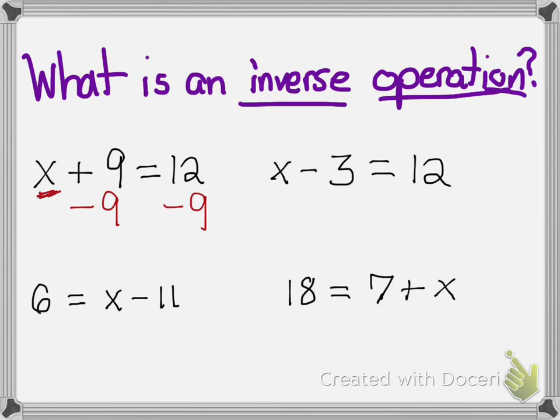What's the inverse operation of x minus 3 equals 12? Well, since I'm subtracting 3 from the x, I'm going to add 3 on both sides. So the inverse operation is to add 3. Look at this next example.